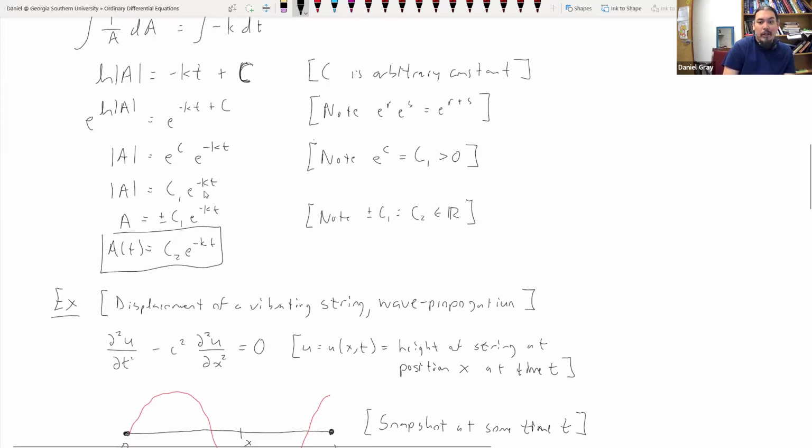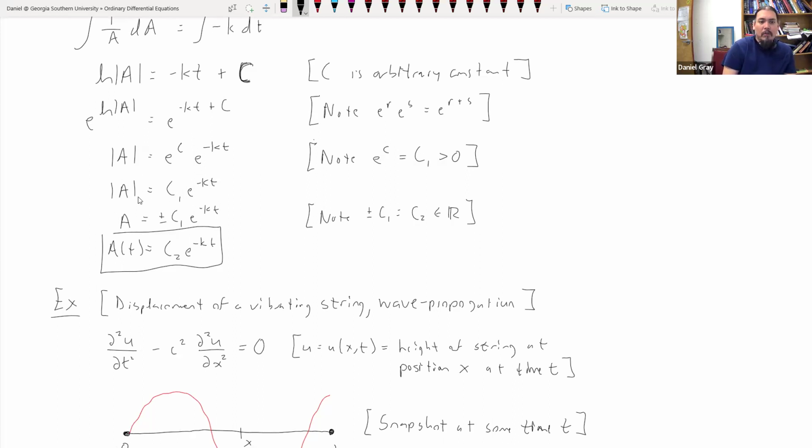Now, e to the C is just a constant, so I'll call that C1. But I'm going to make a special note that C1, while it's arbitrary, is an arbitrary positive constant only, because we're taking a positive e, and e raised to anything will always be positive. So C1 is a positive constant. So we have that the absolute value of A, which is positive, is equal to C1, which is positive, times e to the negative kt, which is positive.